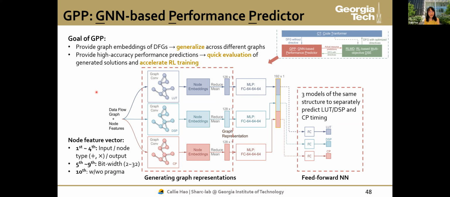Of course, I think we already know that the goal of this GPP predictor is to provide graph embedding of DFGs, so it can generalize across different graphs. It can also provide high accuracy performance predictions, and it can enable very quick evaluation of generated solutions and accelerate RL training. So the GPP is equipped together with this RL.